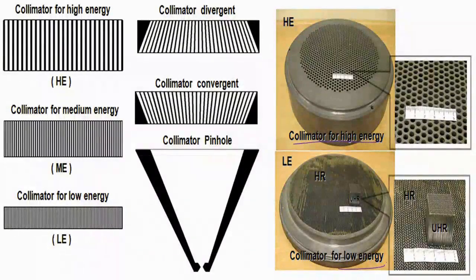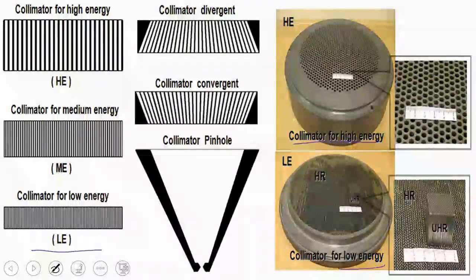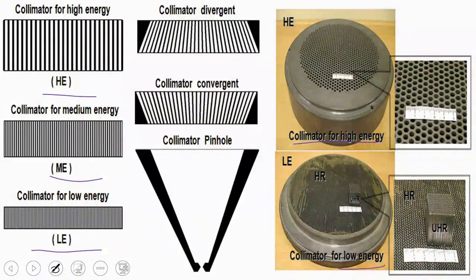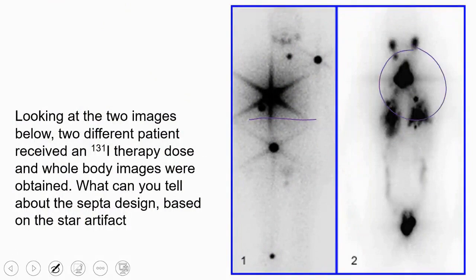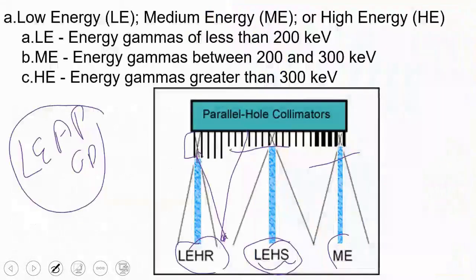If we have iodine, we use high energy. If we have gallium or indium, we use medium energy collimators. Here is the collimator for low energy. Here is the medium energy. And here is the high energy. And this star artifact that I was talking about has disappeared with high energy and is now present with low energy.